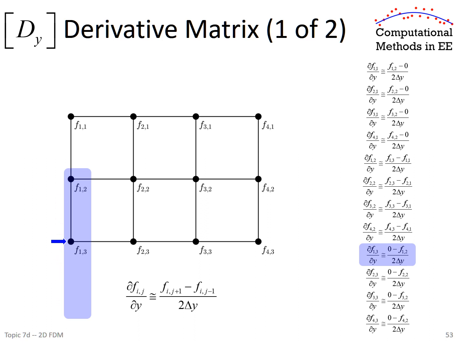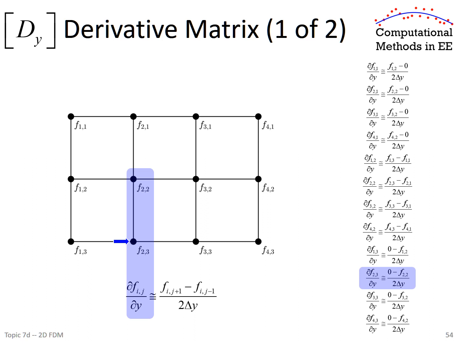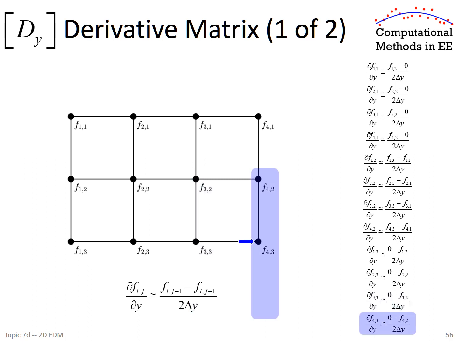And of course, all of the remaining points on this row, we're going to have that same boundary condition problem because they're always reaching below the grid. So we have our 0 minus F22, but of course that's calculating a finite difference that exists at F23. 0 minus F32, and of course that finite difference exists at F33. 0 minus F42, which is the finite difference equation at point F43.